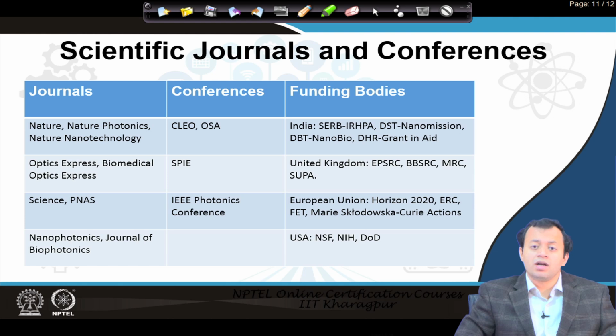And then there are several governmental funding bodies, both in India as well as abroad, which give you an enormous amount of money to pursue your research in biophotonics. In India, we obviously have the Department of Science and Technology's NANO mission, we have the Department of Health Research's grant-in-aid, we have the Indian Council of Medical Research, ICMR's extramural grant, Science and Engineering Research Board, so and so forth, in the United States, United Kingdom and the European Union. Horizon 2020 is very, very popular among them.